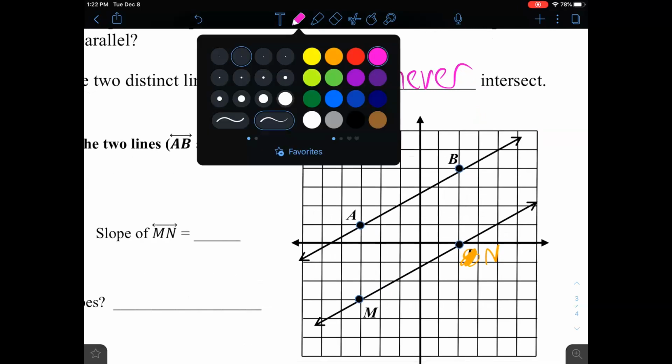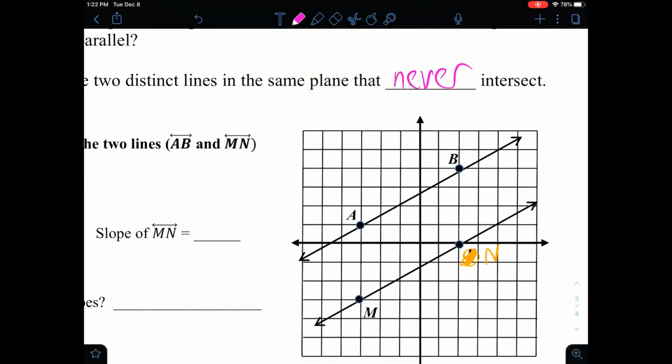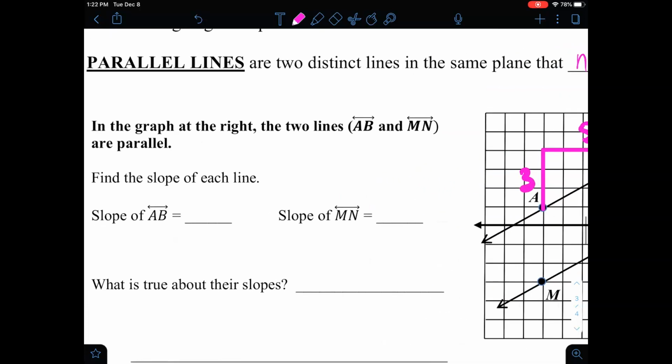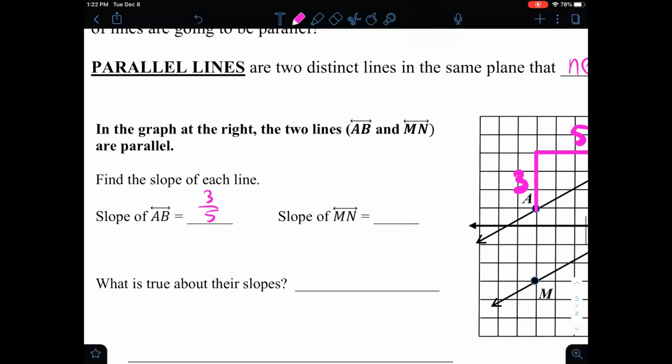I'm going to do A to B. Let's calculate the slope of A to B. From A to B, we're going to go up 3, it looks like. We're going to go right 1, 2, 3, 4, 5. So our slope of AB is going to be 3 over 5.